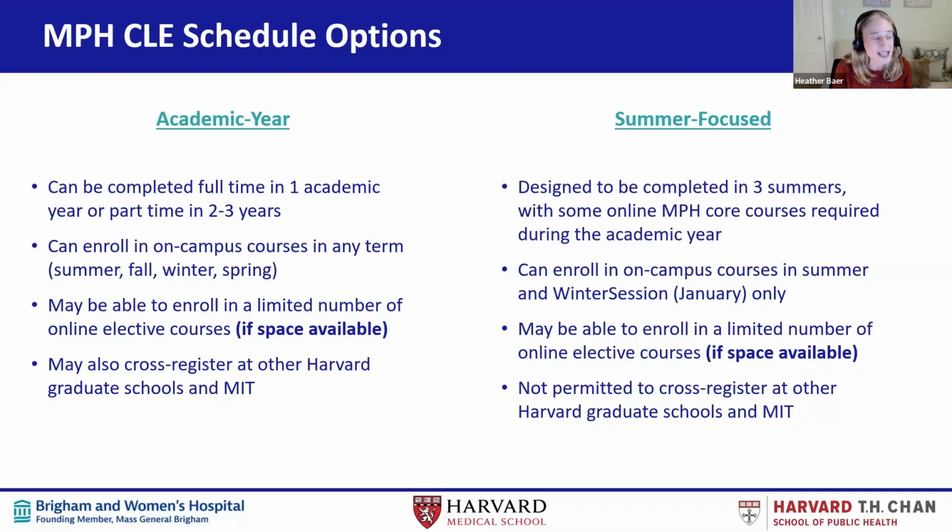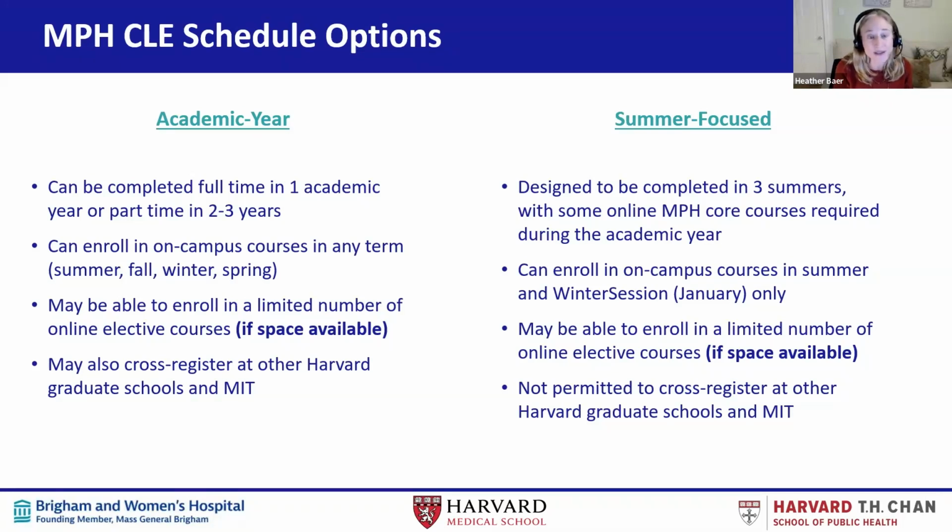Students in the academic year program can basically take classes at any time of the year. They start off in the summer taking the program in clinical effectiveness, but then can continue and take courses in the fall, in the spring, even in the winter session, which is this little January session when there are a bunch of options for classes. So academic year students will have the most choices in terms of the variety of classes that you can take at Harvard, because you can take classes in any one of those semesters.